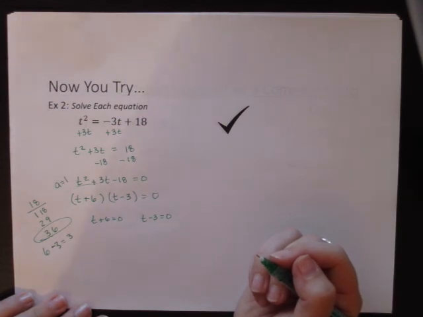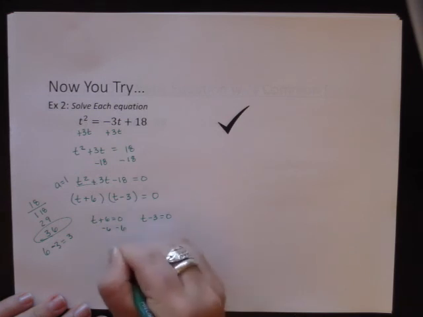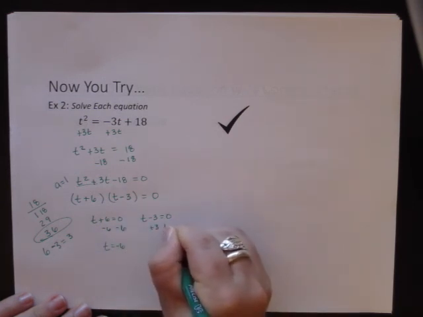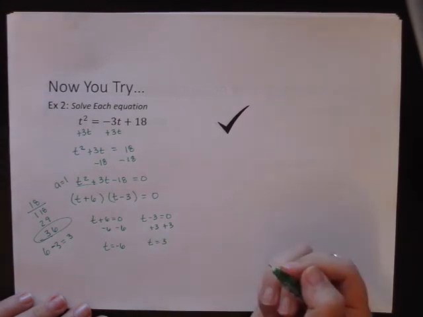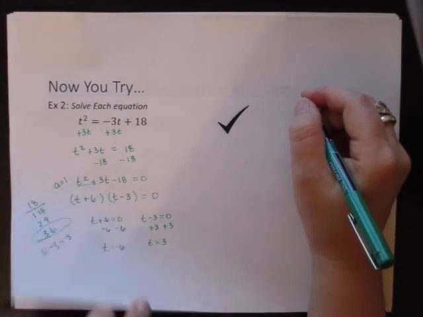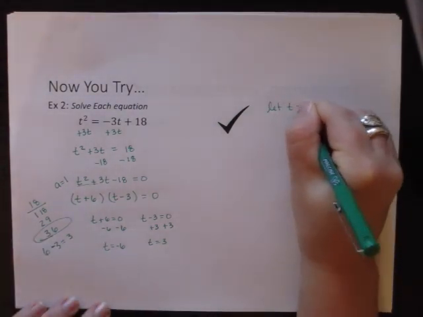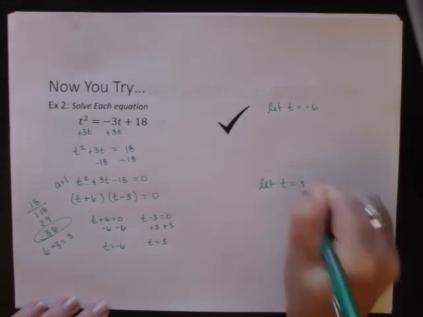So we just set each factor equal to 0, and now what we have to do is solve it. I'm going to subtract 6 in this first equation, so I get t equals negative 6, and I'm going to add 3 in this equation, so I get t equals a positive 3. The last thing I have to do, since I have two solutions, is to check my work. So we're going to let t equal negative 6, and we're going to let t equal positive 3.